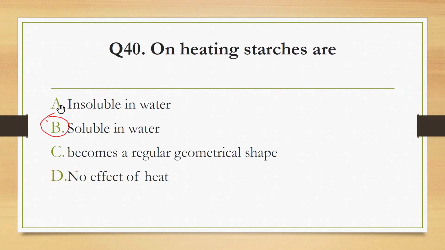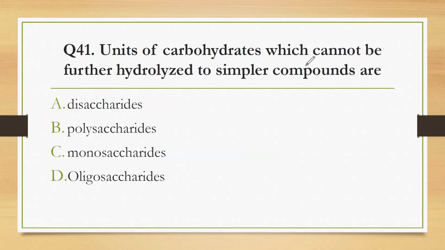So let's look at another question here. The question says a unit of carbohydrate which cannot be further hydrolyzed to simple compounds is a monosaccharide. A monosaccharide is the simplest sugar and it cannot be degraded further. For example, disaccharides, polysaccharides and oligosaccharides can be broken down into monomers. But monomers cannot be further hydrolyzed. It is the simplest sugar.